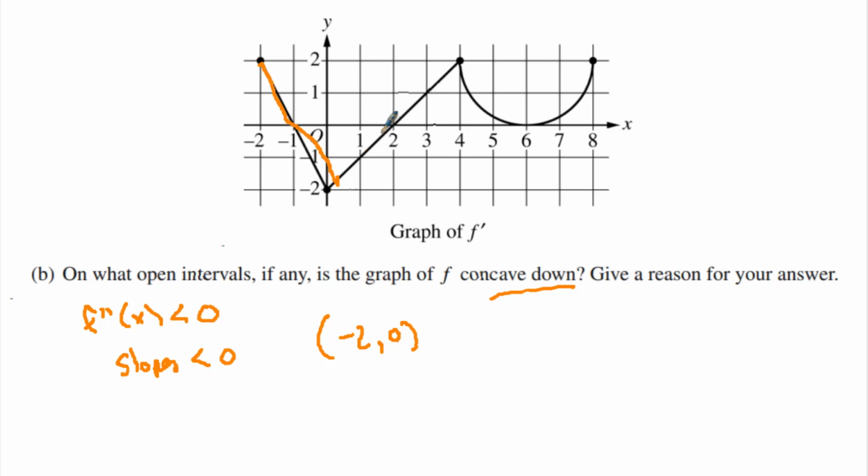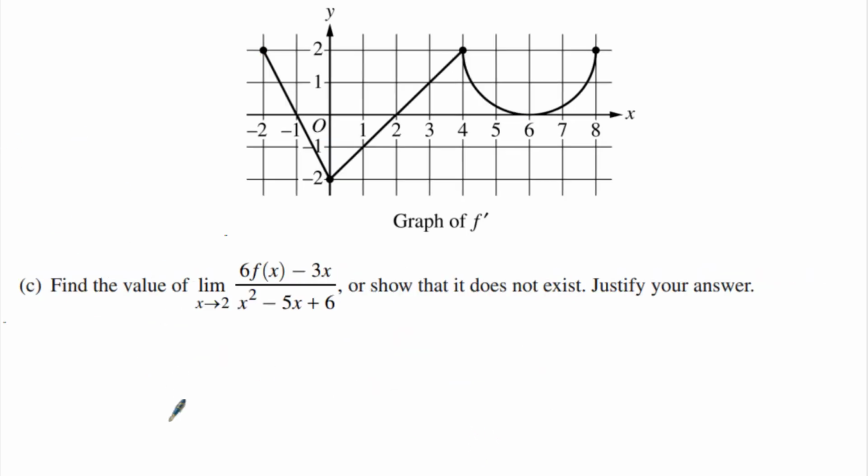And also, then we go positive slopes. Then we go negative slopes from here to here. So from 4 to 6. These are where my slopes are negative, and this is the intervals in which we are concave down.